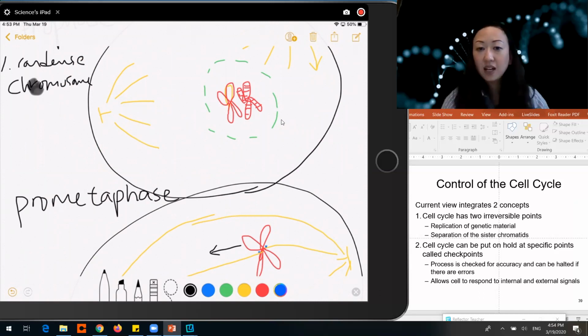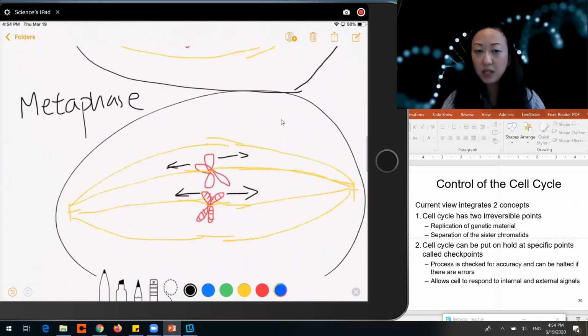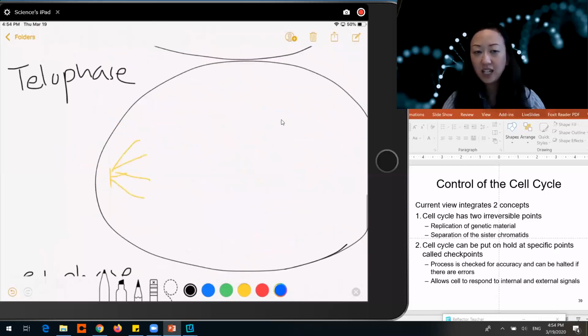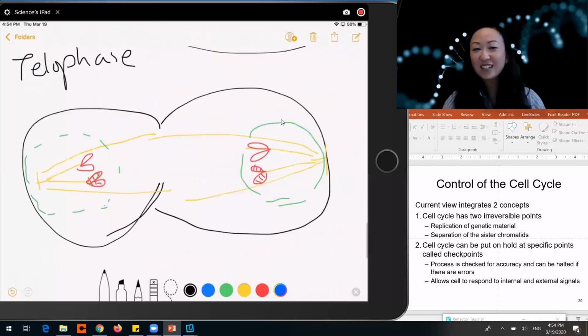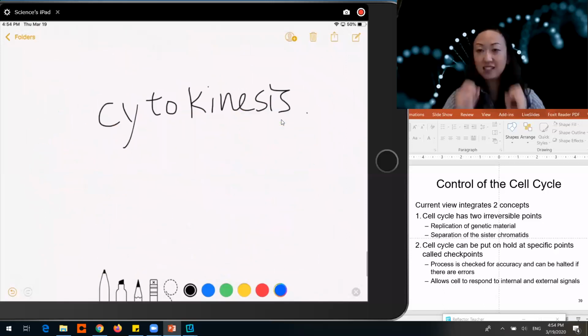Okay, and then prometaphase, metaphase, they line up in the middle. Anaphase, they split. Telophase, they finally are going to each end, and then cytokinesis.